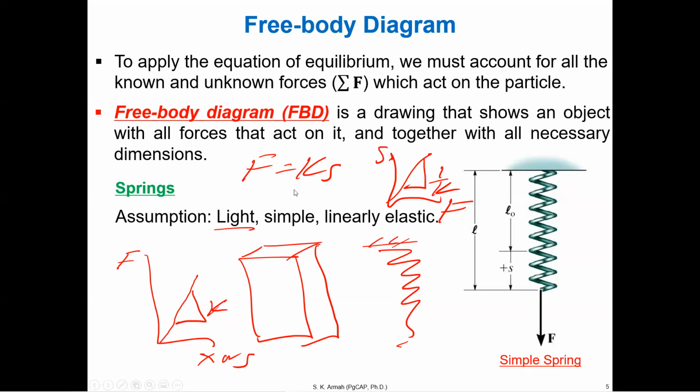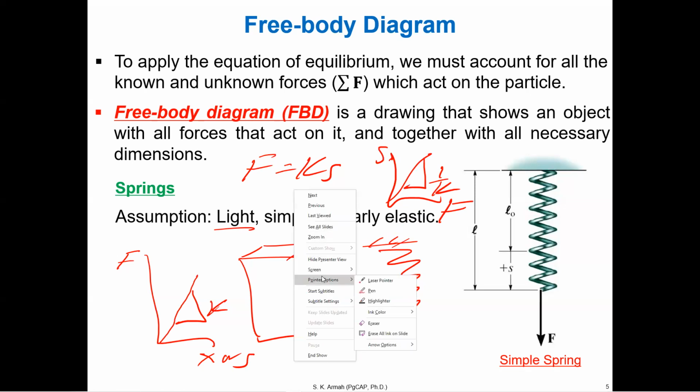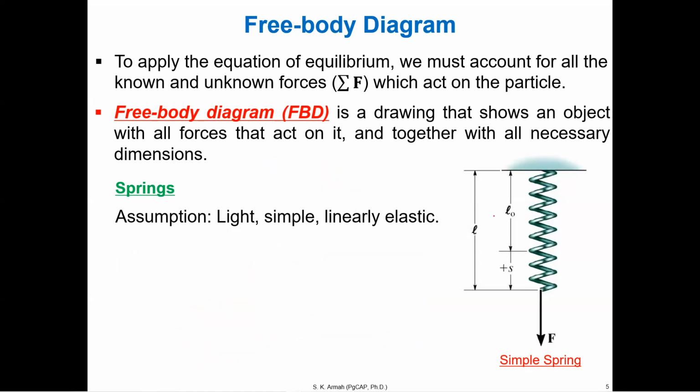Let me clear the screen here. If you have a spring, it might have an original length, let's say L0, and then you pull it or attach some kind of weight. So let's say the new length is L. The extension X, as shown here, is your new length minus the original length. That's how we measure extension.